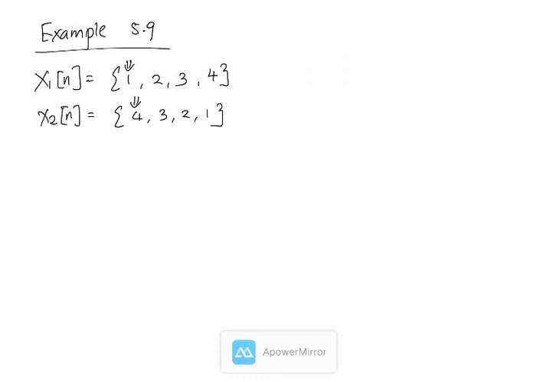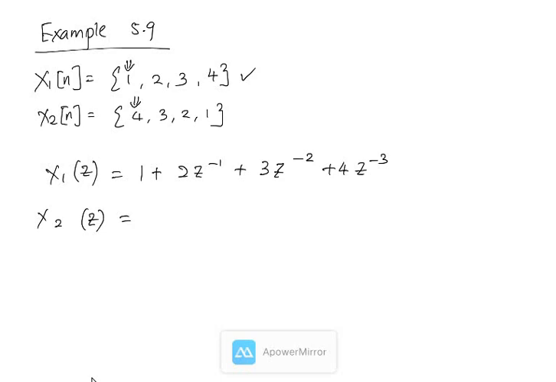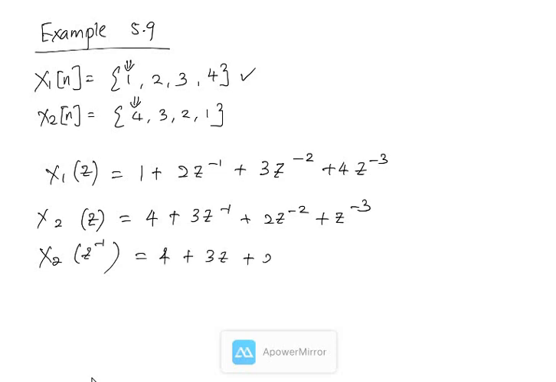So for the solution, from x1[n], you can get X1(z). We look at this x1[n], so we get 1 plus 2z^-1 plus 3z^-2 plus 4z^-3. Then from x2[n], we can get X2(z). Here we get 4 plus 3z^-1 plus 2z^-2 plus z^-3. Then for X2(z inverse), here we get 4 plus 3z plus 2z squared plus z to the power of 3.